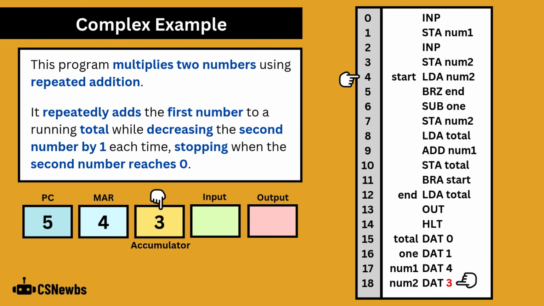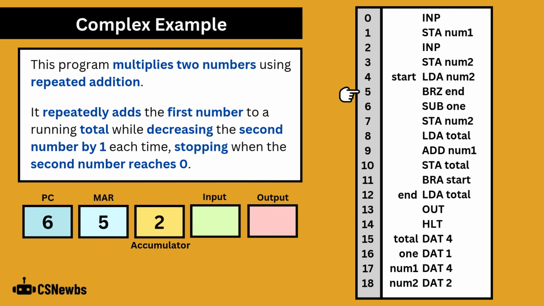We'll load num2 to begin, even though the first time round it's actually already in the accumulator. This is where the start branch destination is each time we loop round, and we need to load it at the start of each loop. We check if num2 is 0, but it's not, so we subtract 1 from it and store it back in its same address. Now we load the total, which will start at 0, add num1, which is 4, and store the new total back in the same location. BRA start takes us back to the beginning of this section.